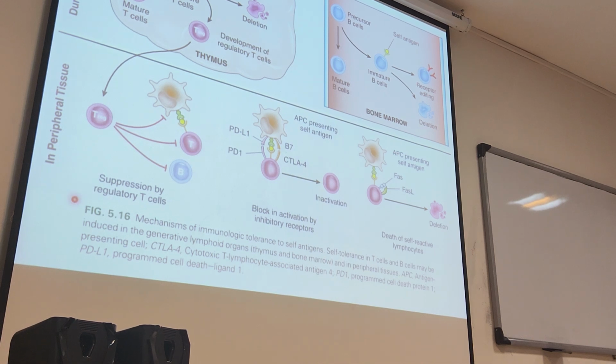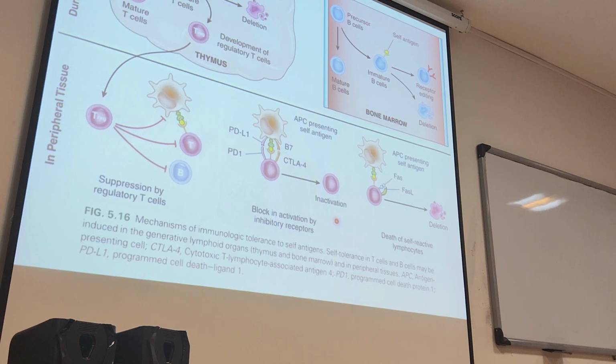What takes place in peripheral tolerance? First of all, do you know what a regulatory T cell is? I told you that it is a type of CD4 positive T cell that regulates the immune response, suppresses the immune response, okay? One of the mechanisms of peripheral tolerance is suppression of T cells which recognize self-antigens by regulatory T cells, okay?